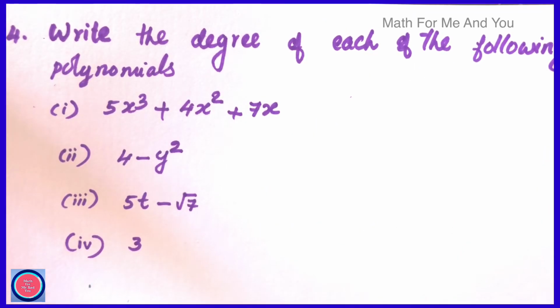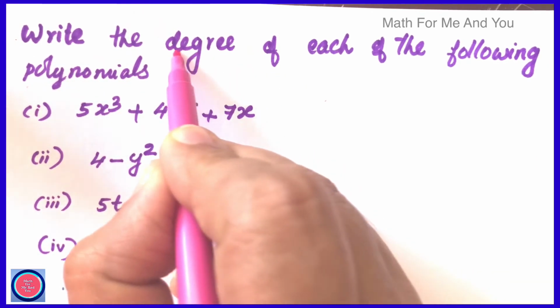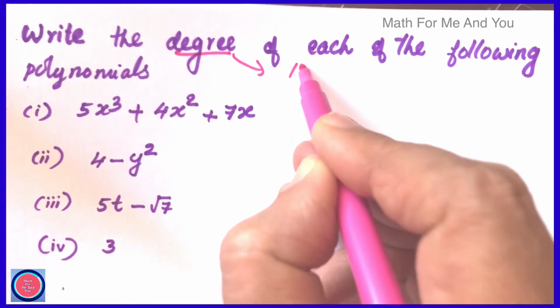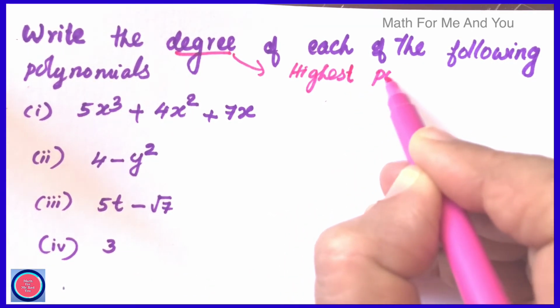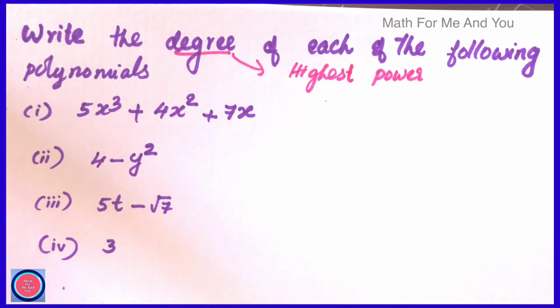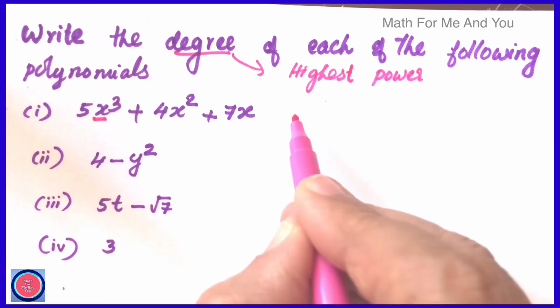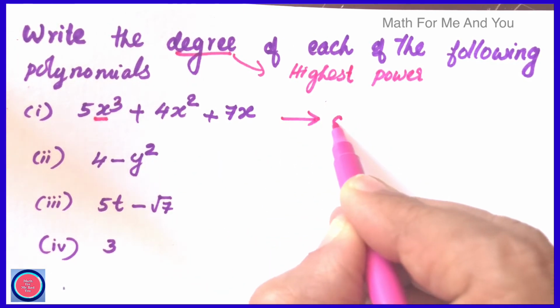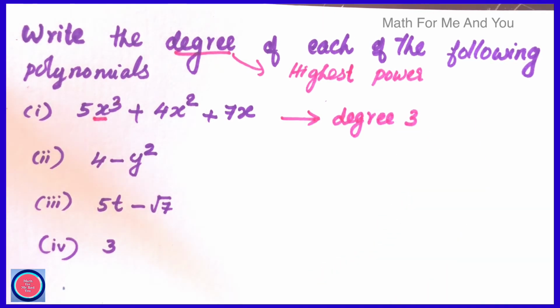Fourth question. Write the degree of each of the following polynomials. You can see 4 polynomials given down, and we have to write down the degree of each. What is the meaning of degree? Degree means the highest power among all terms. So we look at how many terms are there, and the highest power of the terms is considered as the degree. First polynomial, 5x power 3 plus 4x square plus 7x. What is the highest power? It is 3. So the degree is 3.